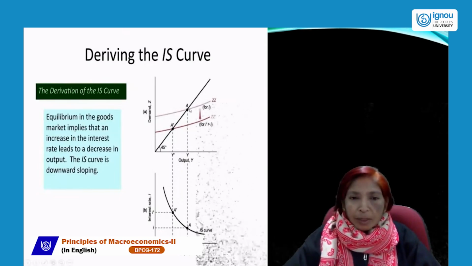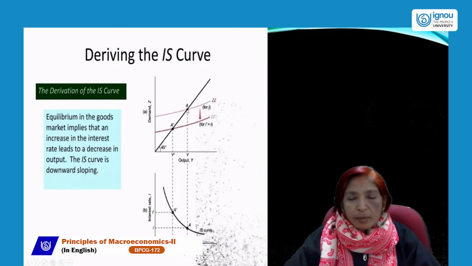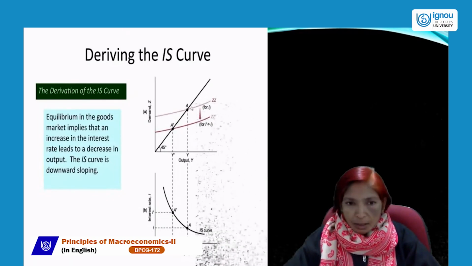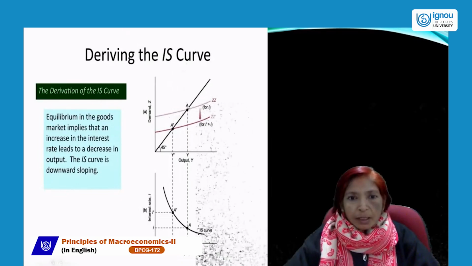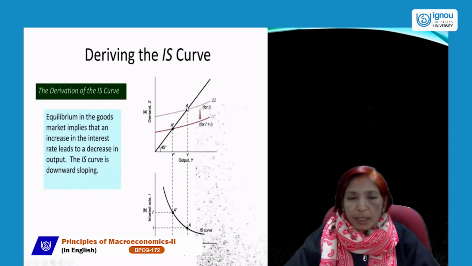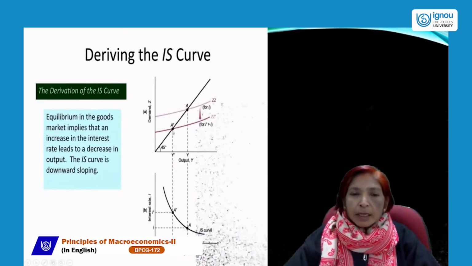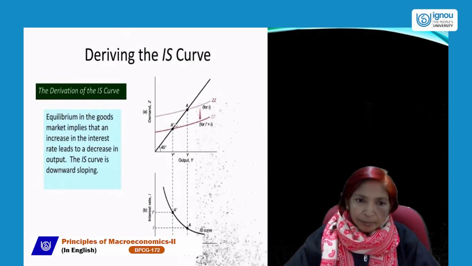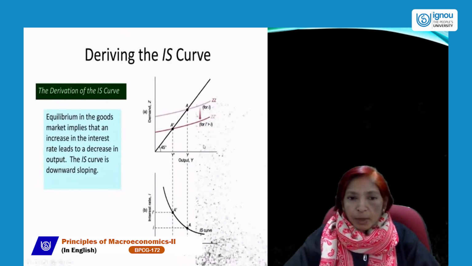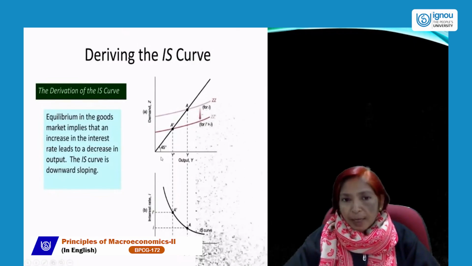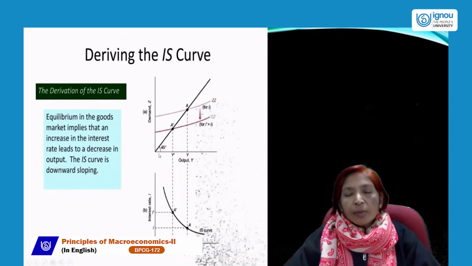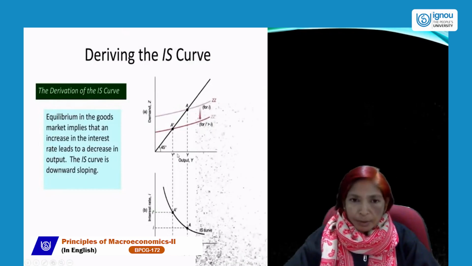So where is equilibrium determined? Equilibrium is determined where the aggregate demand and aggregate supply curves intersect each other. In this diagram, point A is the first equilibrium point and after that A dash is another equilibrium point. At point A, the income level is OY, and at point A dash, the income level will be OY dash.